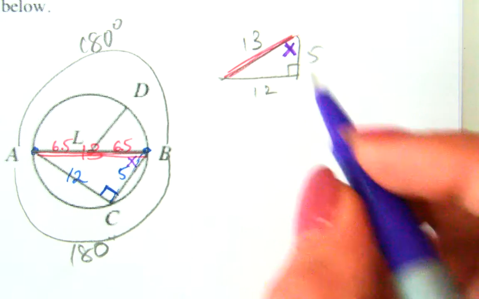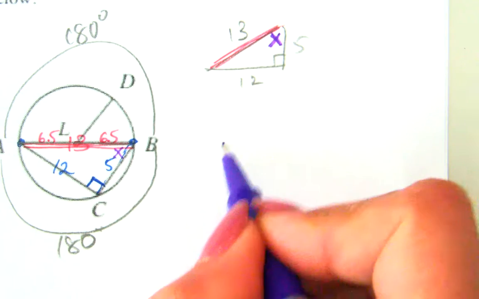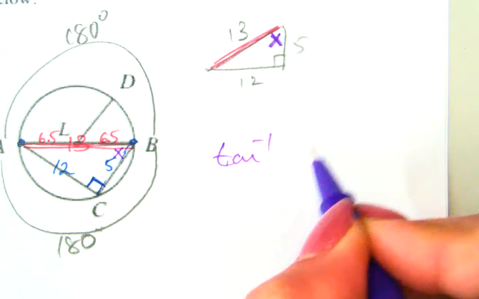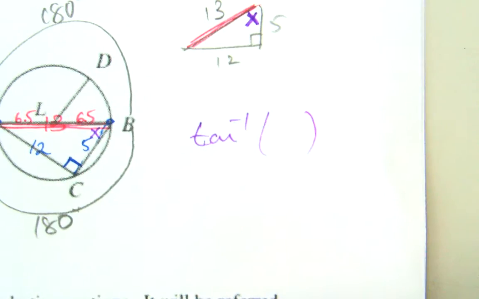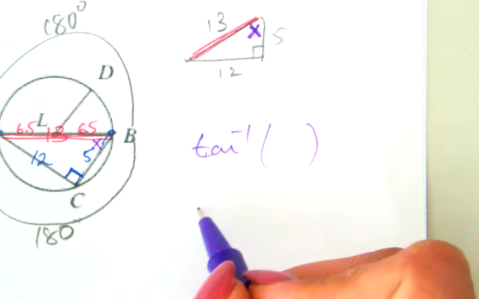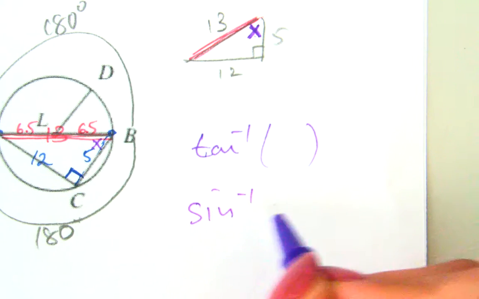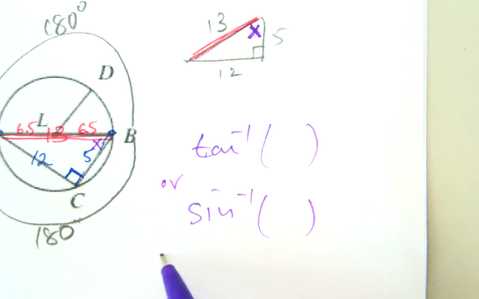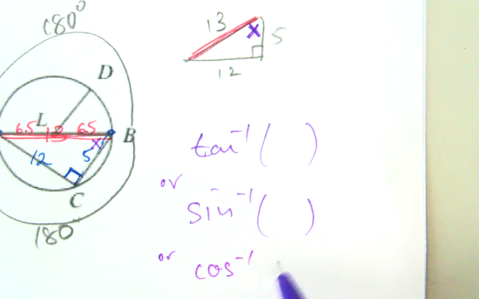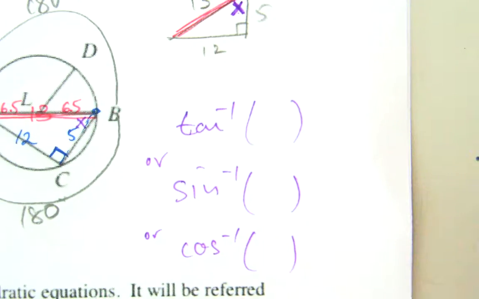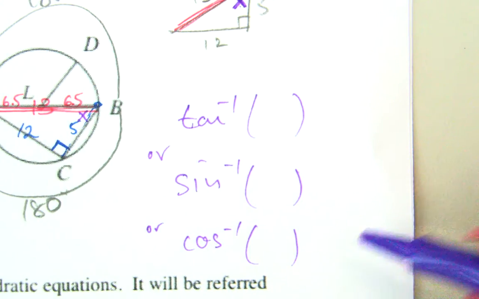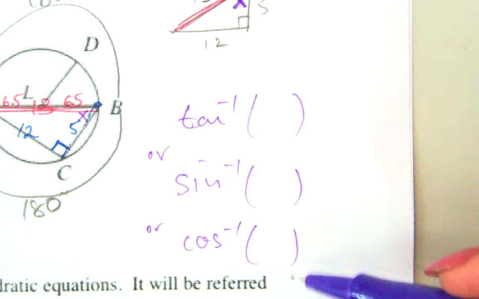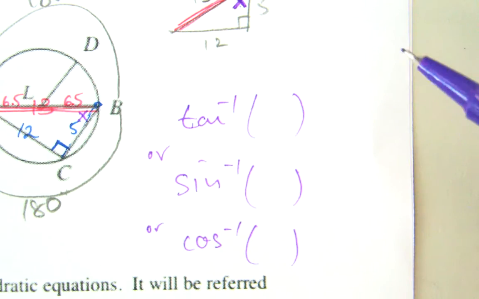Okay, and then eventually you're going to have to use inverse. So you're going to have to use inverse tangent, inverse sine, or inverse cosine. You have all three sides at your disposal, so it doesn't matter which one you do. You can actually try all three of them if you want. You should all get the same answer for all of them. The angle isn't going to change.